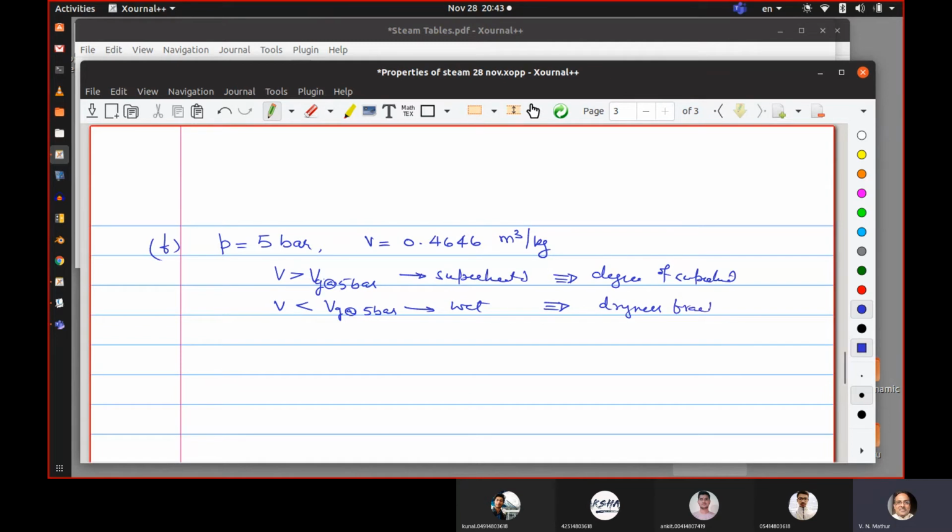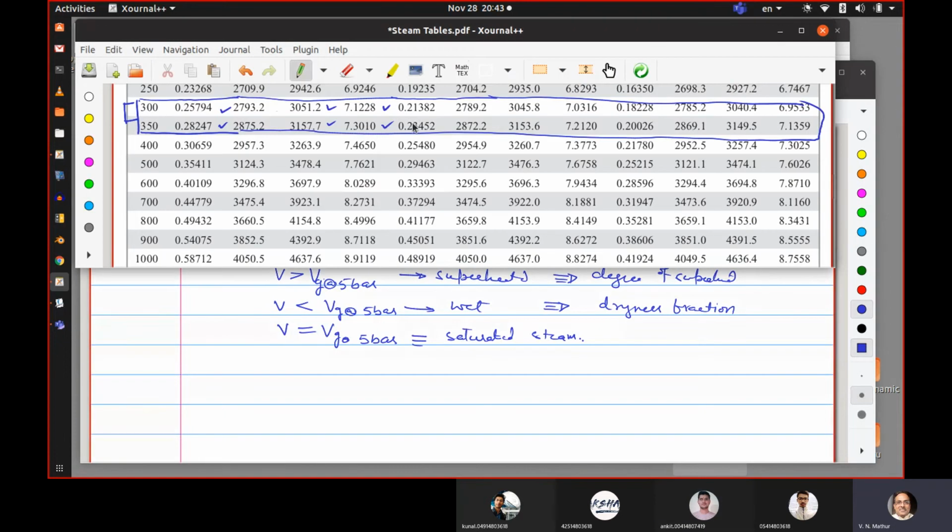Of course, there can be a third case when the value exactly matches the value of steam at 5 bar. If this is the case, then we'll conclude that this is saturated steam. And in that case, we need not find out any parameter for quality of the steam, and we can directly read the values corresponding to the saturated temperature. So let's go to the steam tables. 5 bar means 500 kilopascal.